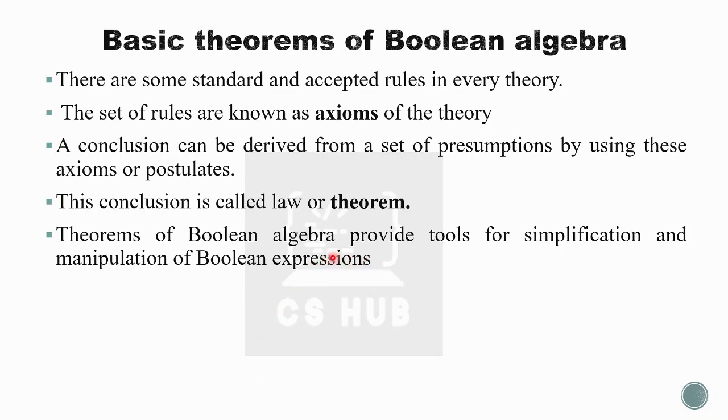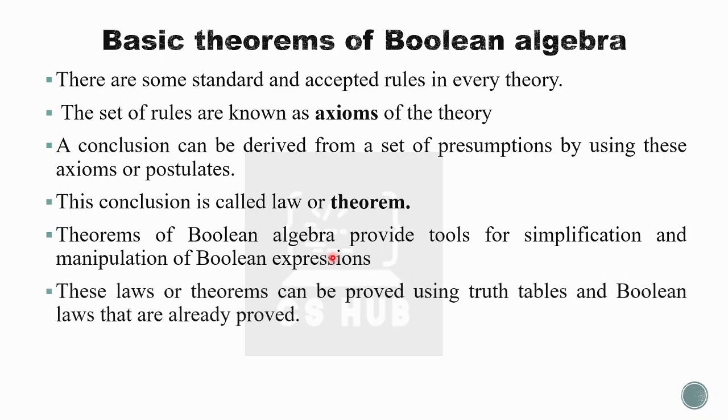Okay, the uses of this theorem. These theorems are used to simplify and manipulate Boolean expressions. These laws or theorems can be proved using truth tables and Boolean laws that are already proved. We know some axioms or some already proved Boolean laws, and using those laws we can prove all the Boolean theorems, or we can use truth tables to prove the theorems. In our examples, we are using truth tables to prove all the theorems.